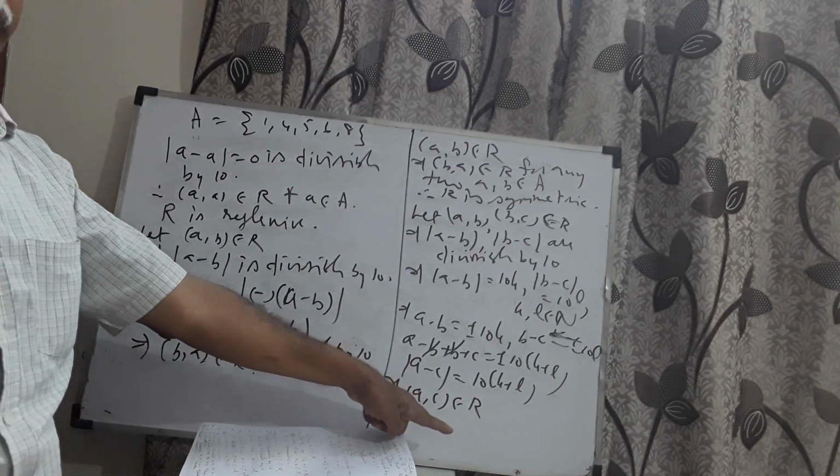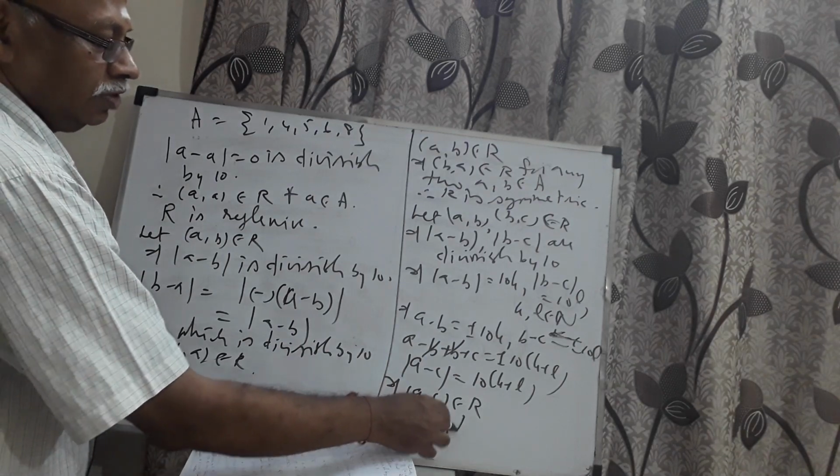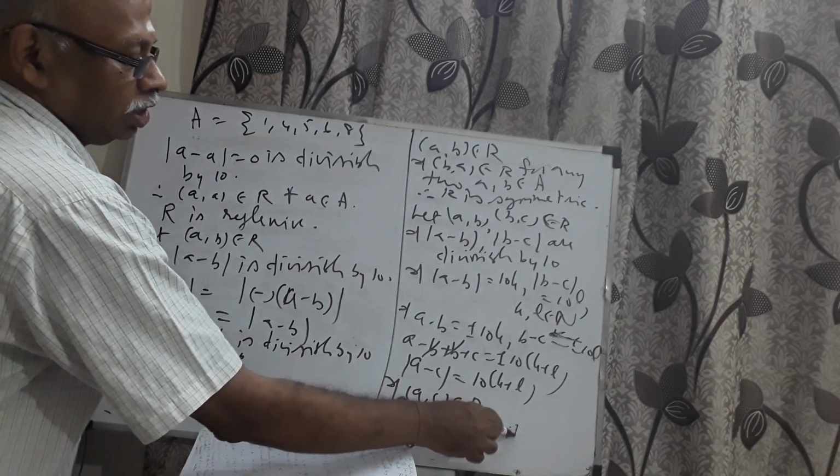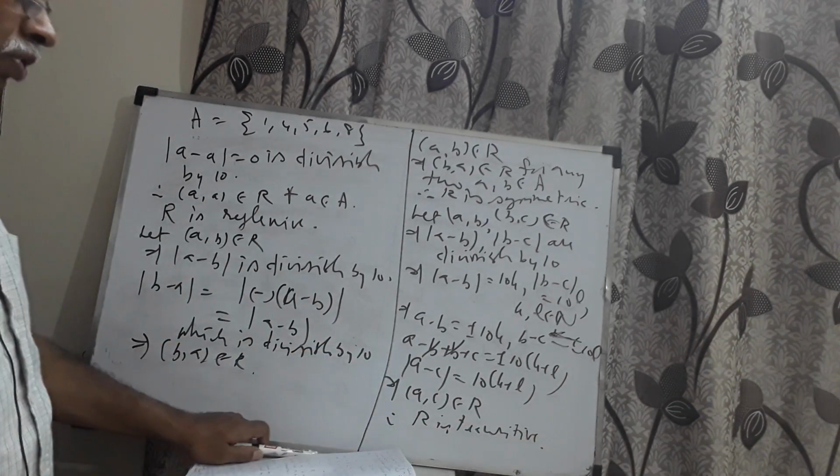I don't have space, therefore I am just dictating. Write that statement. Therefore, R is transitive. Therefore, give the conclusion at the end. R is reflexive, symmetric, transitive. Therefore, it's an equivalence relation.